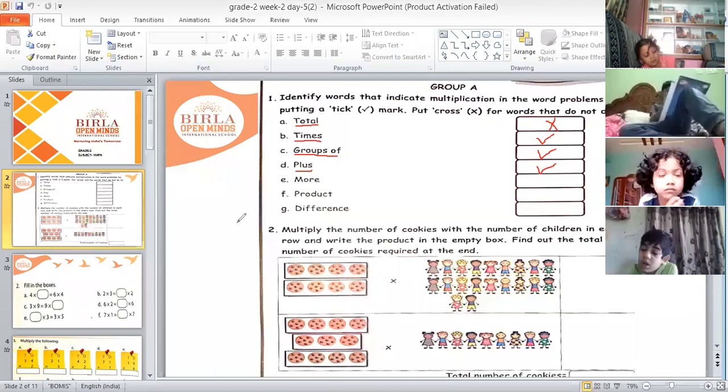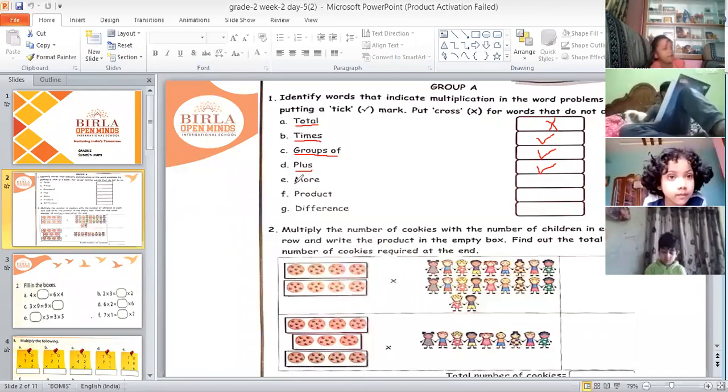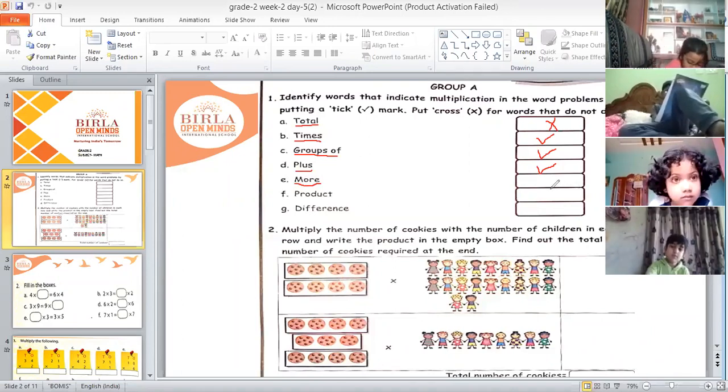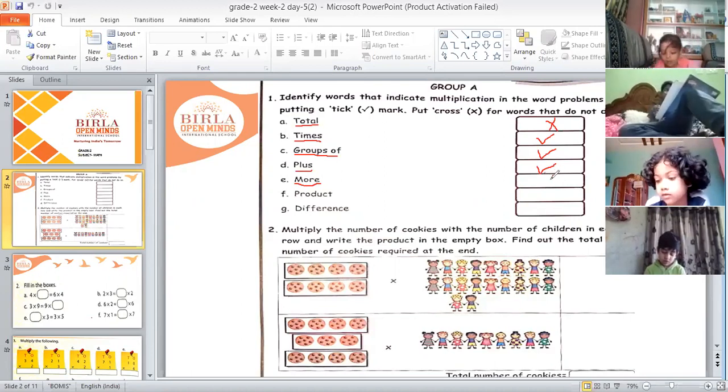Tanishka, next, the fifth word, M-O-R-E. What is that? More, ma'am. More. So is it related to multiplication? No, ma'am. So we will put a cross here. This word is not related to multiplication. We will put a cross.